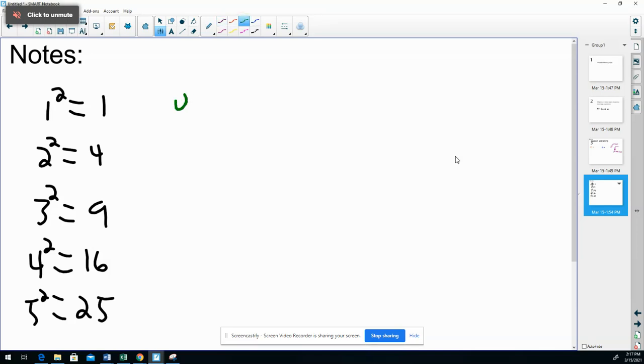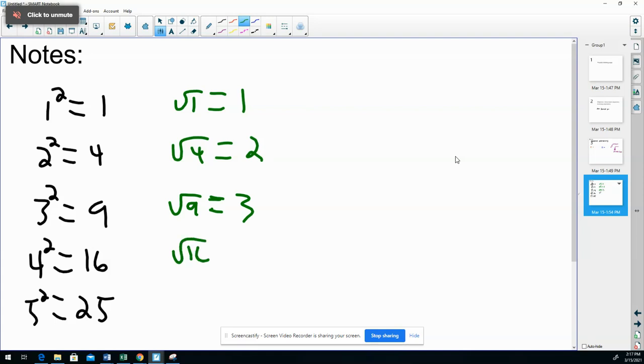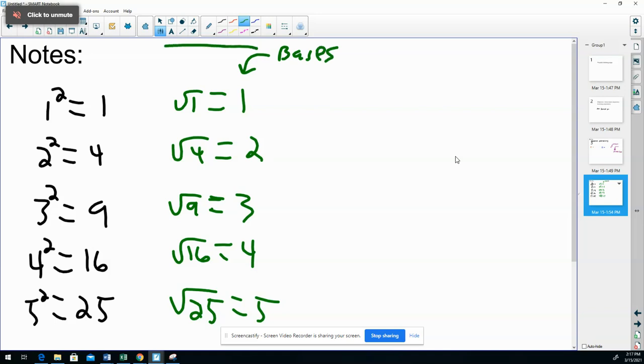Now if I take that list of numbers and I square root it, the square root of 1 is 1. Square root of 4 is 2. The square root of 9 is 3. The square root of 16 is 4. And the square root of 25 is 5. So it basically undoes the squaring operation, and you're left with the base, or the bases, from our previous list. Remember, the 2's are the exponents, and 1, 2, 3, 4, 5 are the bases.